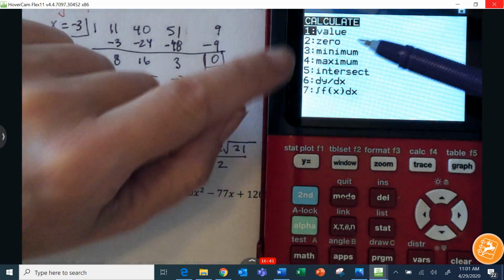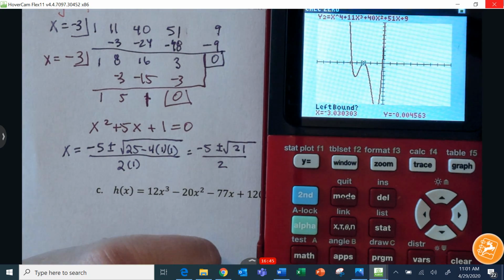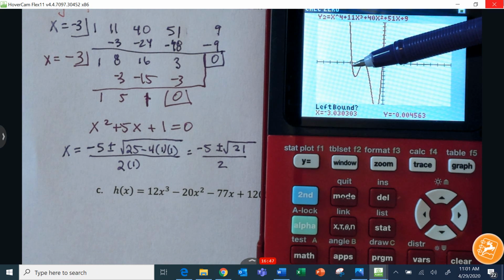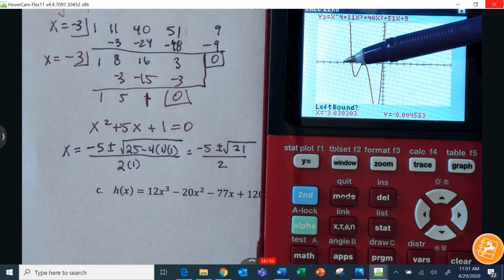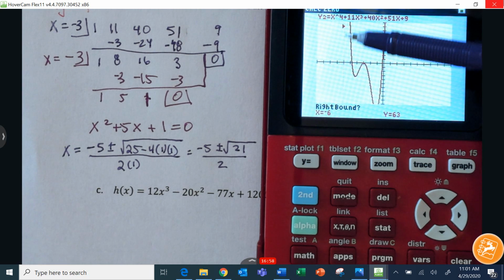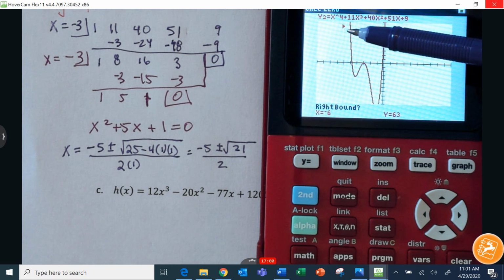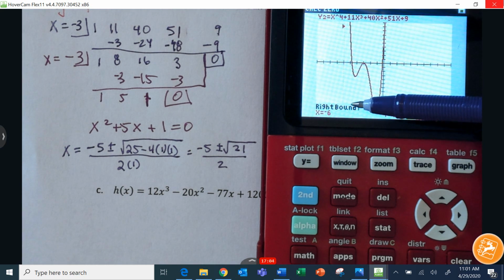So now I'm going to go to my graph, and I'm going to actually find this 0 by doing second trace, and we're going to use 0. And it asks for a left bound, so I need to pick anything that's to the left of this. That looks like it's around negative 5. I'm going to make sure it's definitely to the left, so I'm going to pick negative 6. It's hard to see, but there is this little line that shows up with the arrow. And now I need to pick the right bound.